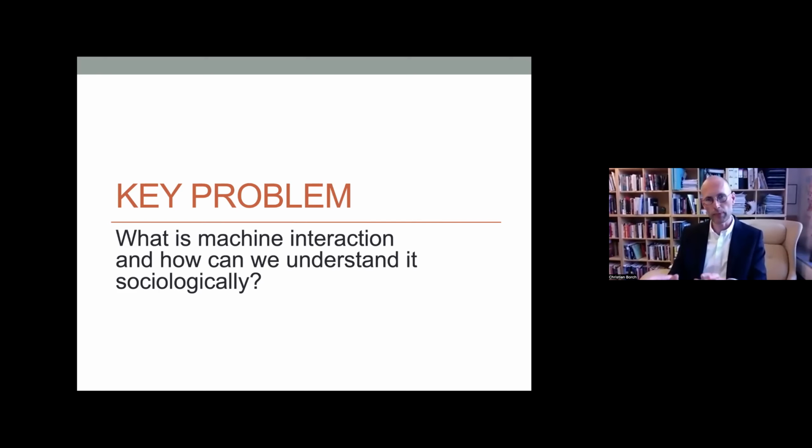And today I'm going to discuss one example of this kind of machine interaction, namely the one that is taking place within the financial markets in the domain of automated trading. So I'll try to illustrate what this kind of machine interaction is about, but also how we can then possibly understand it sociologically.